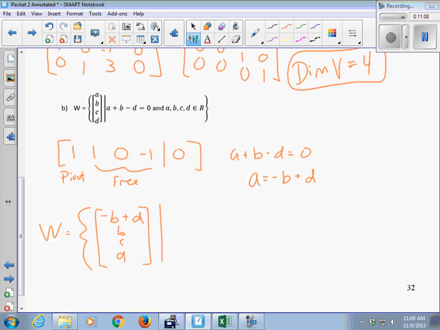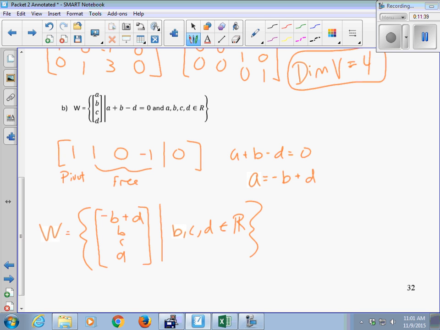And that's such that, no, C is free. C is not necessarily 0. No, because B is a free variable. You always solve for the basic variable in terms of the free variables. Okay, so this is such that B, C, and D are any element of R. Do set builder.